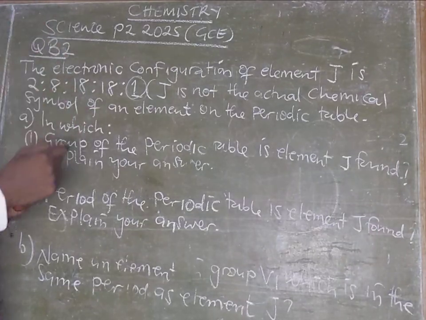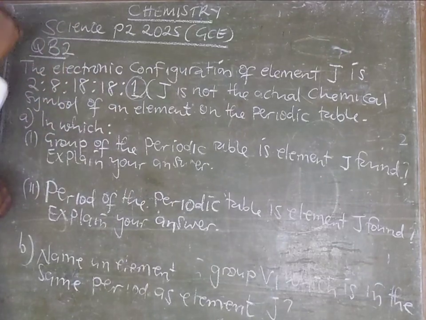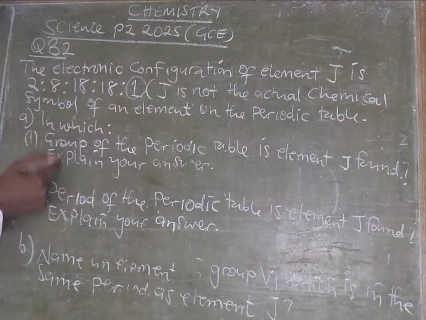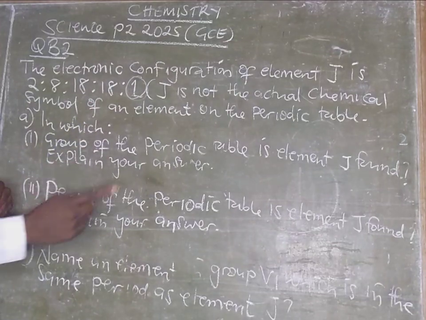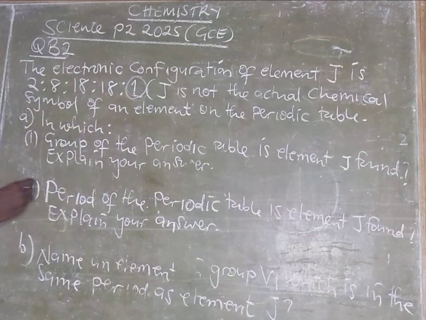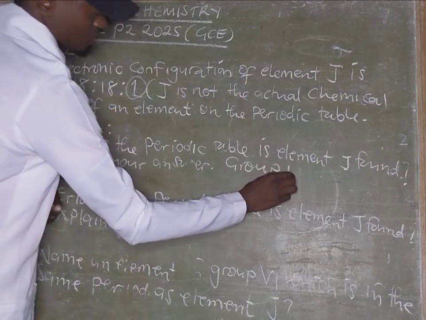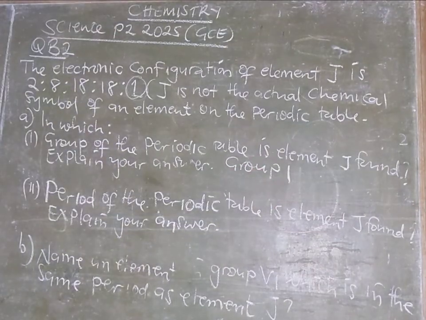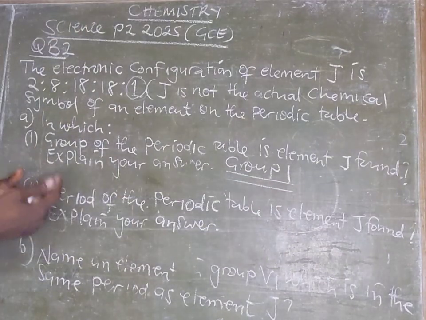Those which belong to group 2 have 2 electrons in the outermost shell. Those that belong to group 3 have 3 electrons in the outermost shell. So the electrons in the outermost shell determine the group number of that element. Since it has 1 electron in the outermost shell, it belongs to group 1. So here the answer is group 1. Now they have even asked us to explain.